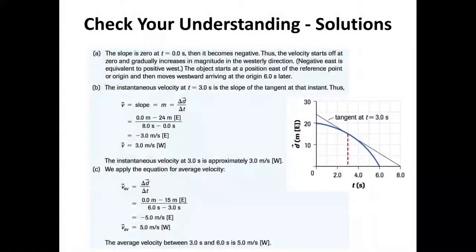So during that time interval, that's the average velocity compared to the instantaneous velocity at 3 seconds. And that makes sense. You can see that the slope would be increasing over here. Okay, it's getting steeper.